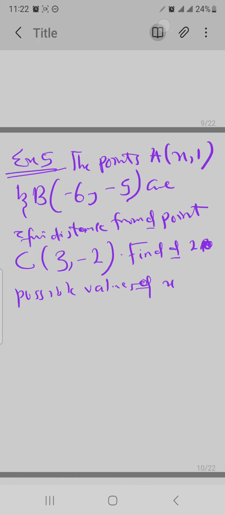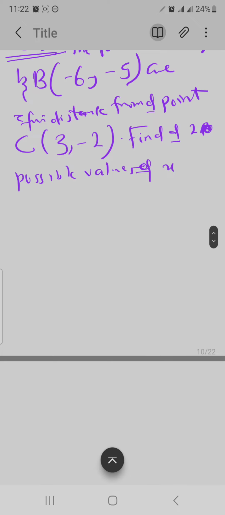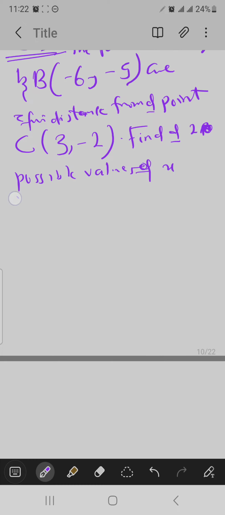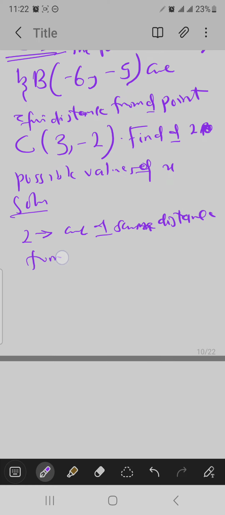If you want to do this question, to find the two possible values of x, one thing you must understand here is that when they say two points are equidistant from a point, it means that those two points are the same distance from that point.